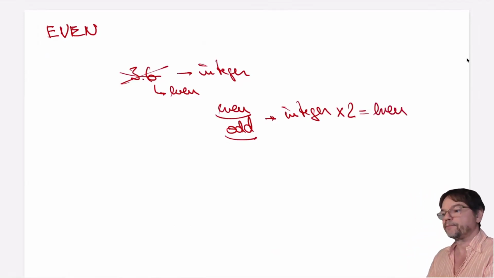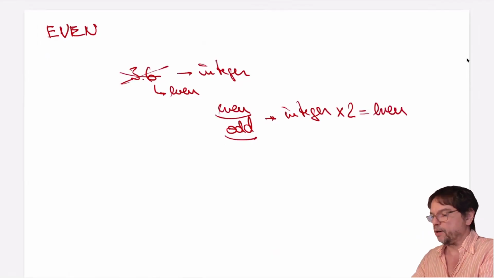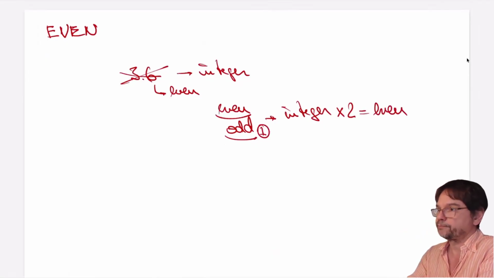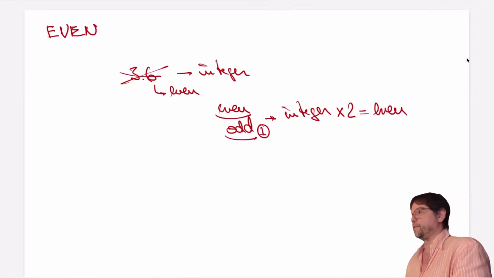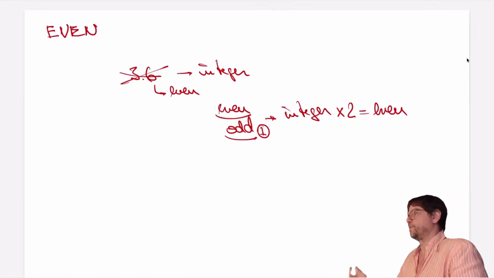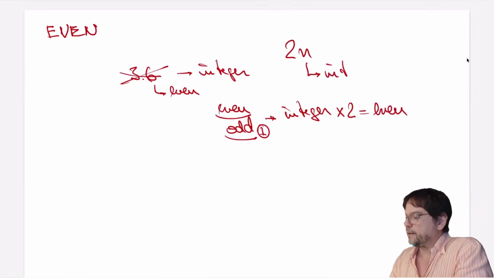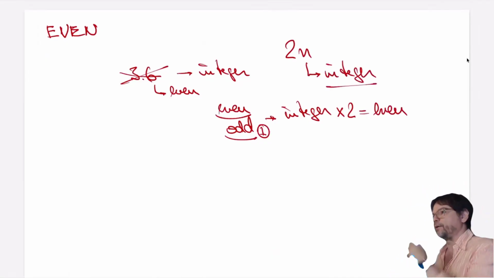Do you agree? If I have 1 that is an odd, how do I guarantee it turns into an even? Multiply by 2. Okay, 1 times 2 is 2, is an even. 3 multiplied by 2 is 6. So the general format of an even number is 2n with n being an integer. Is that okay?